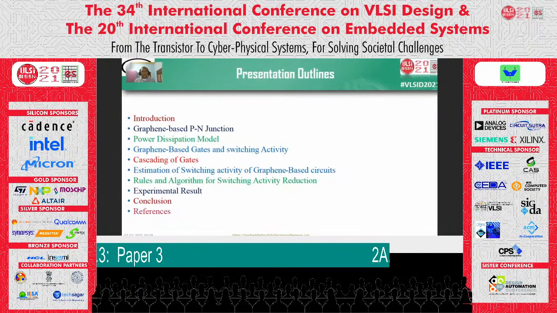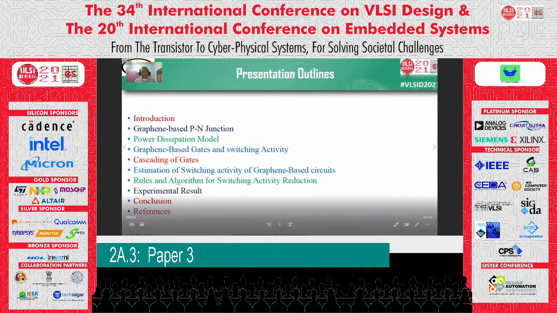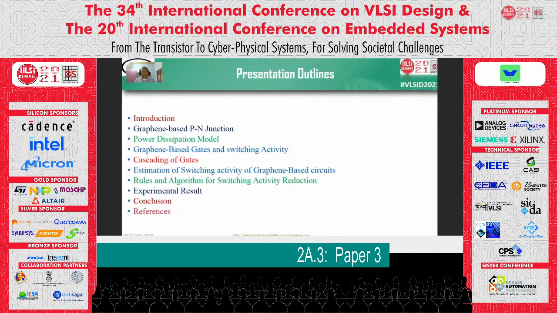First, the introduction, then the discussion on the graphene-based p-n junction, the path distribution model of the graphene-based p-n junction, followed by graphene-based gates and the estimation of switching activity, cascading of graphene-based gates, then the estimation of switching activity of graphene-based circuits, the rules and algorithms for switching activity reduction, followed by experimental results, conclusion, and references.